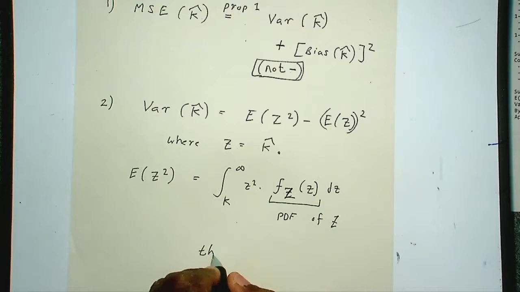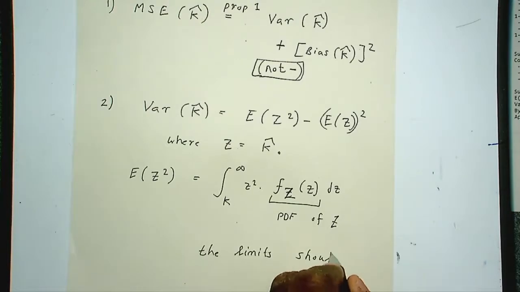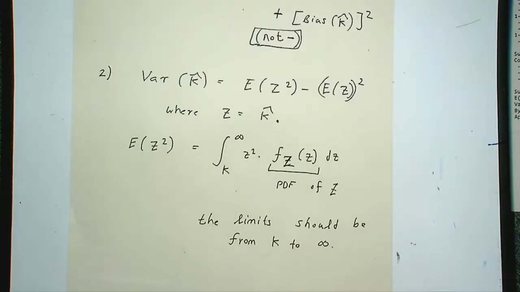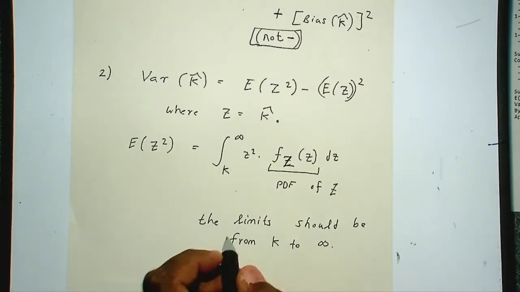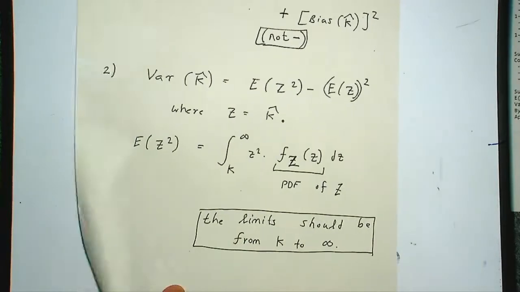So the limits should be from k to infinity. I don't know why, for the second time, some of you had limits that were not correct. I really don't know why, because I told you last week that the limits should be from k to infinity, right? Okay, so this is the second comment I have on question number 6, all right? Okay, guys.